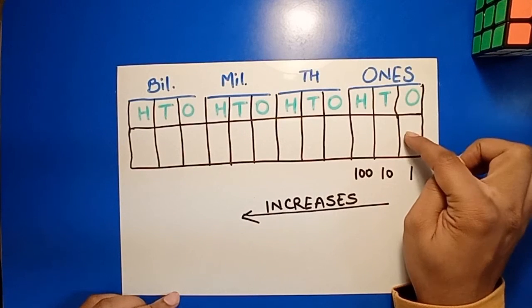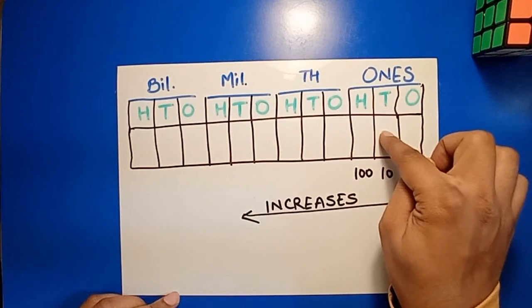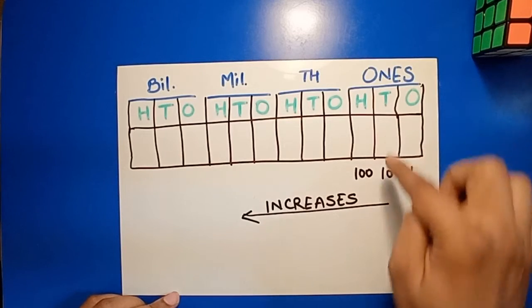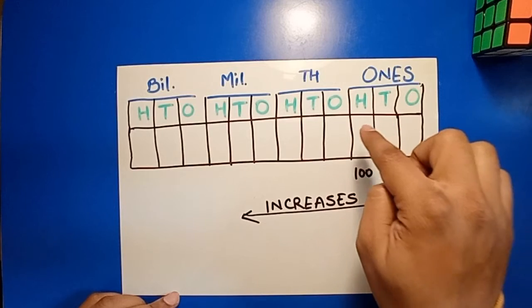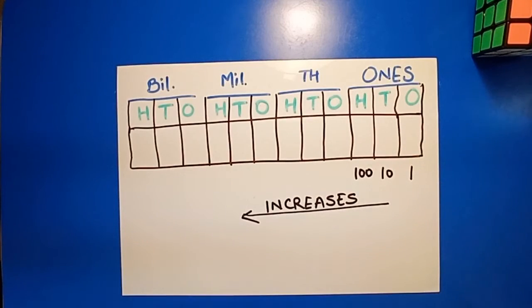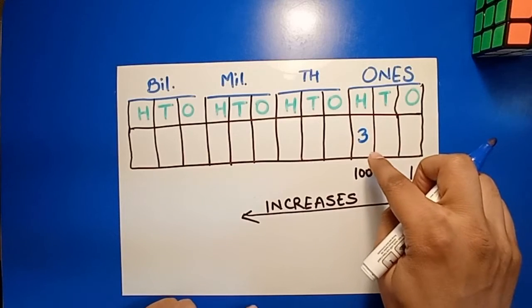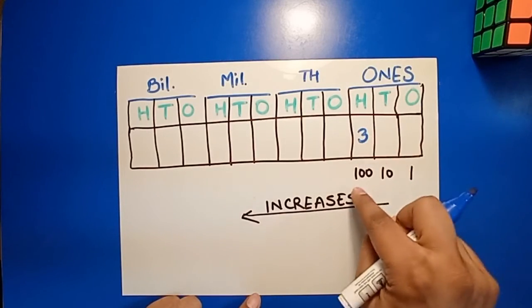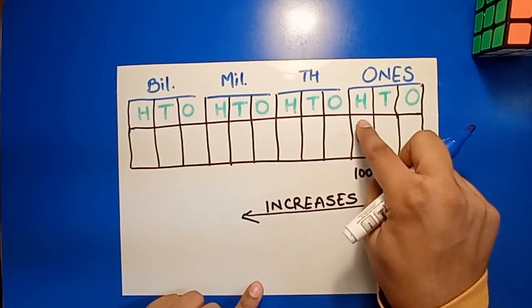So a number here gets multiplied by 1. A number here, its face value is derived by multiplying it by 10. That's why it's called tens place. Any digit, if I place here, let's say I write 3 here. So what is the face value? 3. What is the place value? 3 multiplied by 100. 300 is the place value.